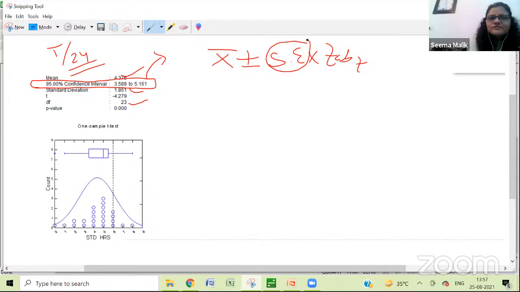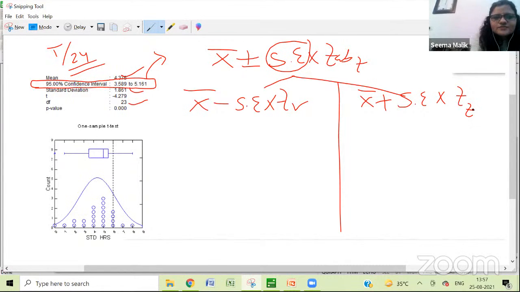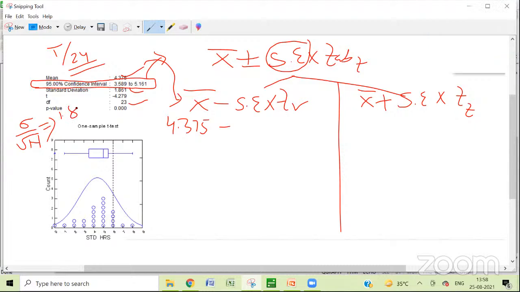Okay, so these are the limits. X bar minus standard error into table value of t, which is on the left, and then x bar plus standard error multiplied by table value of t. Okay, what is the x bar over here? This is 4.375. And what is the standard error over here? I think standard error is not written over here, so we need to calculate it. It is the standard deviation divided by under root n. So what is the standard deviation? 1.861.